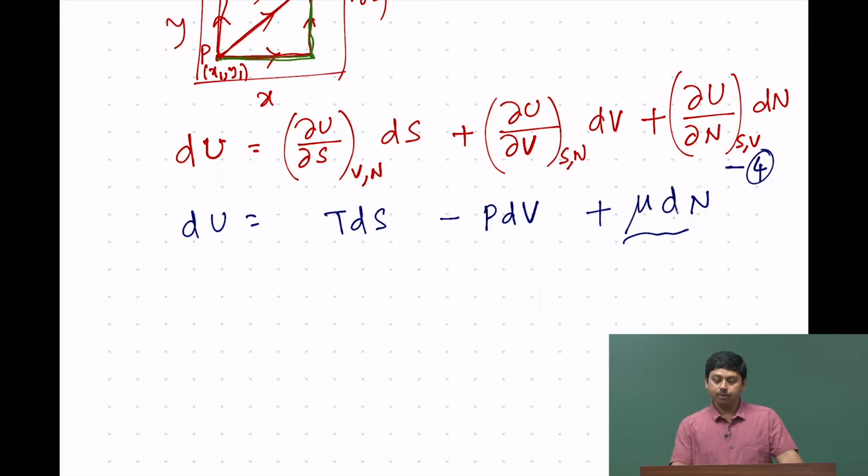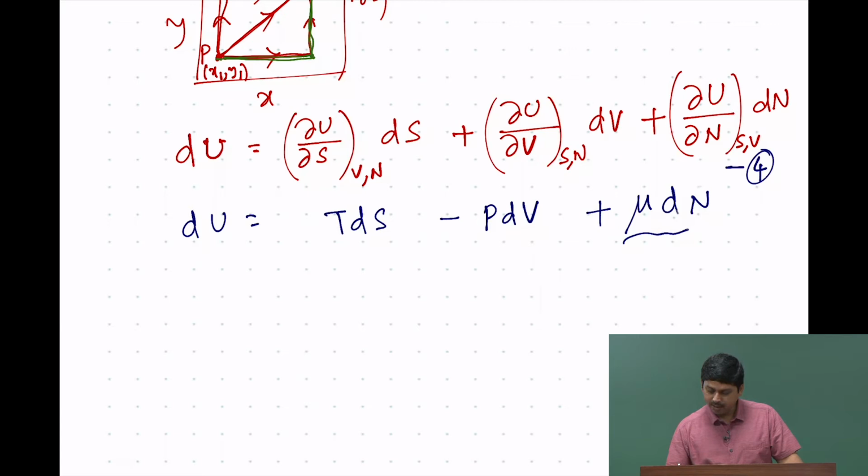It will only appear for a multi component system, that means when more than one type of component is present. Let us say we talk about a mixture of A and B, then it will be there. If there is a mixture of more than two components, let us say 3 or 4, then also it will be there. So, in those situations it will be there.